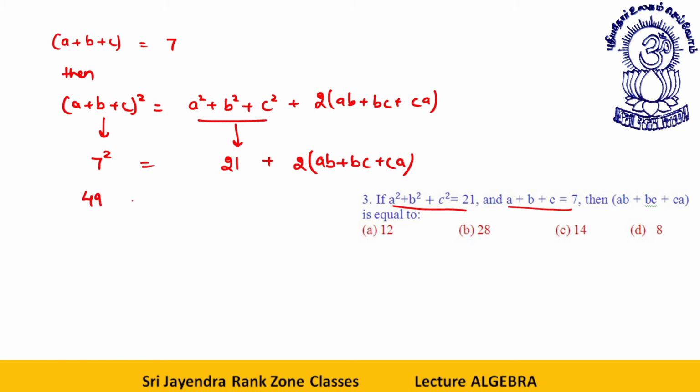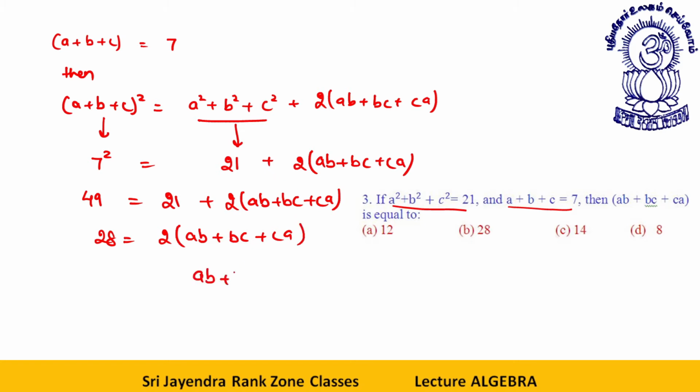This is 49 is equal to 21 plus 2 times (ab plus bc plus ca). This gets subtracted. This becomes 28 is equal to double of (ab plus bc plus ca). So ab plus bc plus ca becomes 14. I'm sure this must be clear to all of you. Let's take the next one.